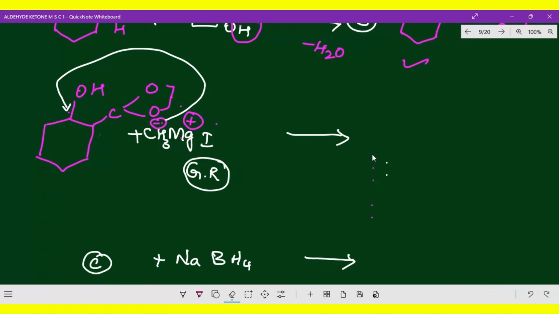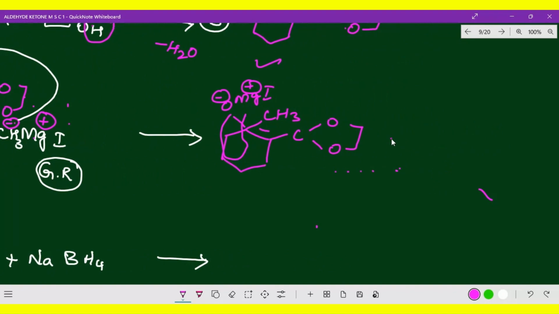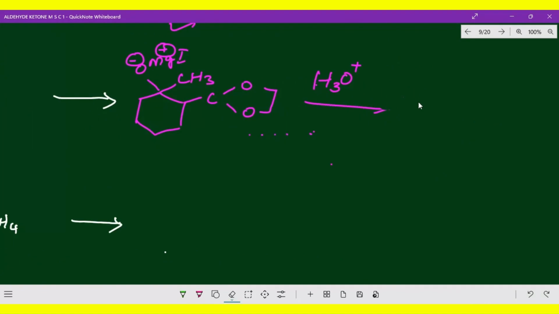How you will get that structure, I just draw that structure for you to understand. So here, this is the way you will get the structure of compound C. So here C, here O, here also O, it will be like that. But over here CH3, and here OMgI, right? So this is minus and this is plus, so in that way CH3. Now hydrolysis takes place, because Grignard reagent means hydrolysis, it's common. So that is acid hydrolysis, H3O plus. So what you will get, you get that compound.